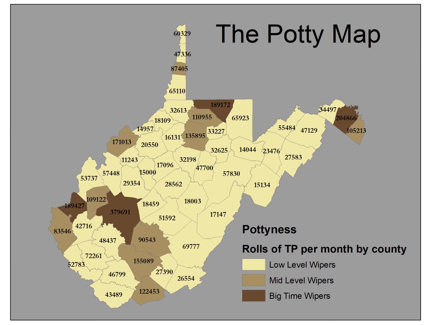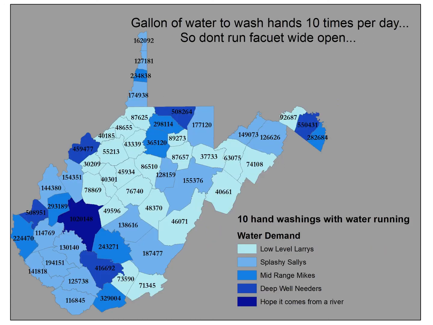I then mapped this out. I used a basic three-level classification scheme where the counties with the lowest numbers are all in one, the ones in the middle are the next, and then the ones that have the most population obviously have the darker ones. And so I broke it down as low-level, mid-level, and big-time wipers, just because I could. Then it got me thinking, I shouldn't be making fun of stuff like this. I should actually try to do things useful.